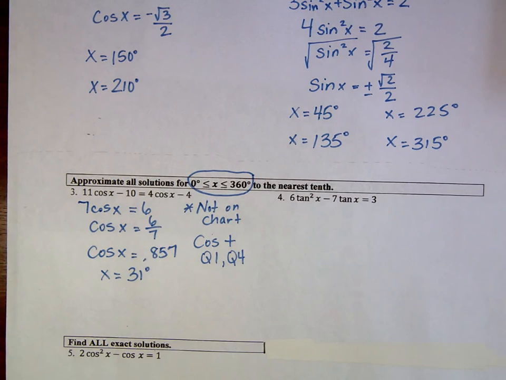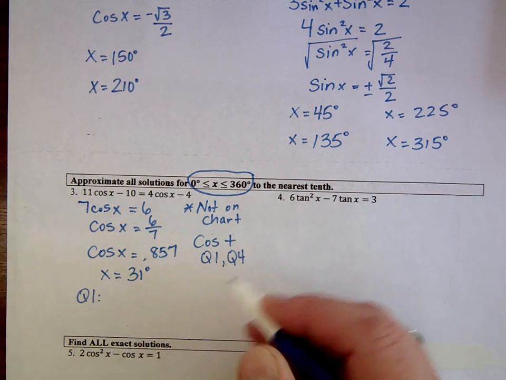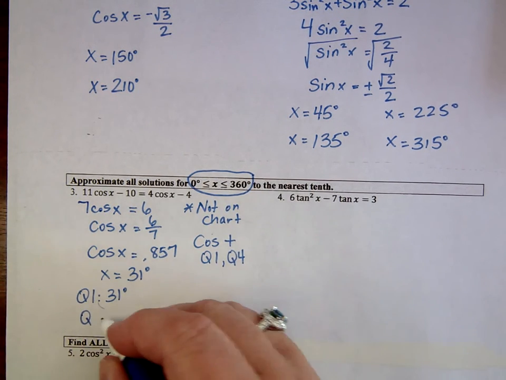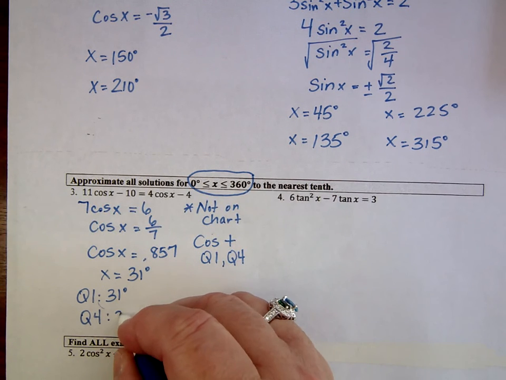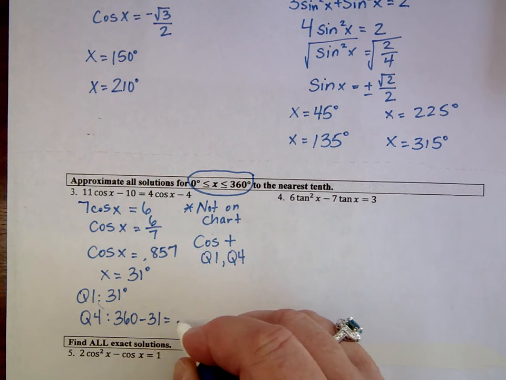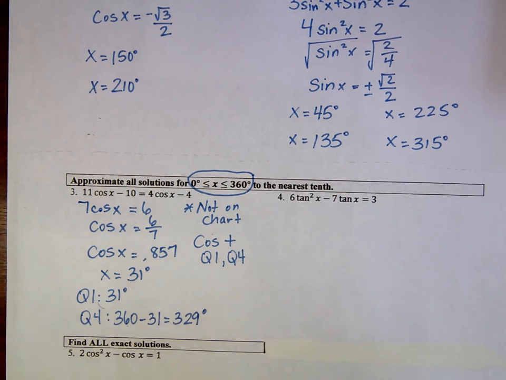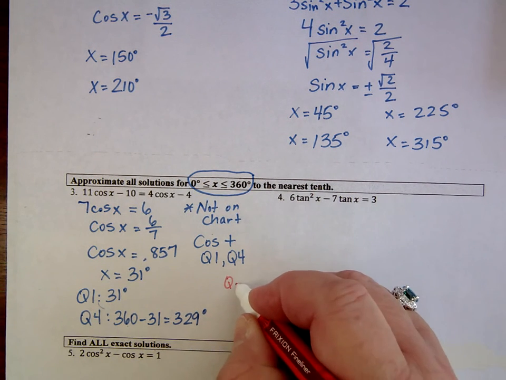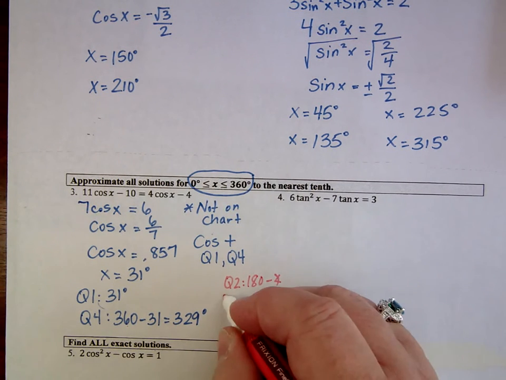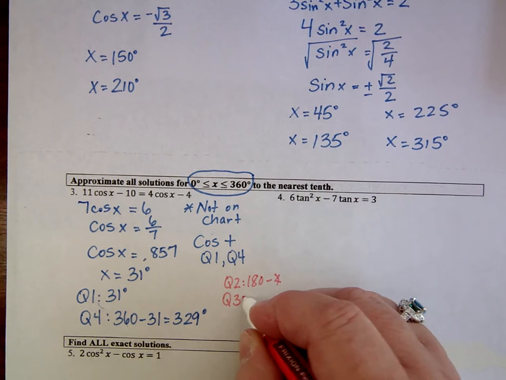All right, so quadrant 1. The angle is the same as what the reference angle is, so it's 31 degrees. In quadrant 4, it is 360 minus my reference angle, and that gives me an answer that's 329. And so those are my two answers, 31 degrees and 329. Now just as a reminder, if you happen to have to go into quadrant 2, it's 180 minus your reference angle. And if you have to go into quadrant 3, it's 180 plus your reference angle.